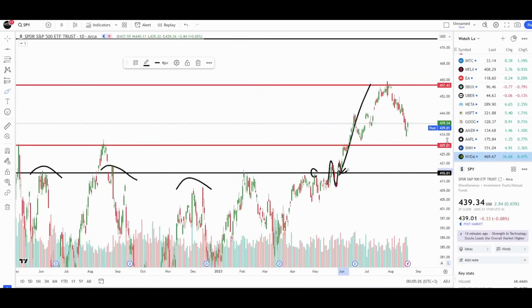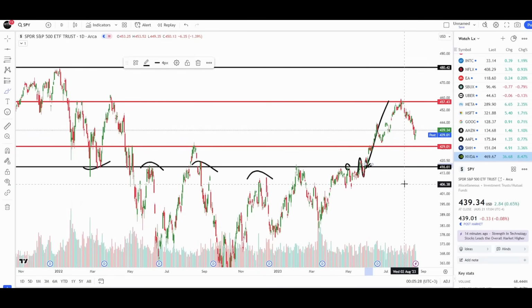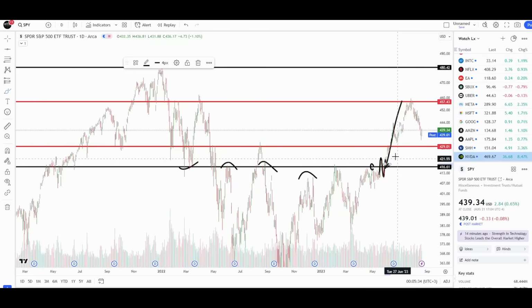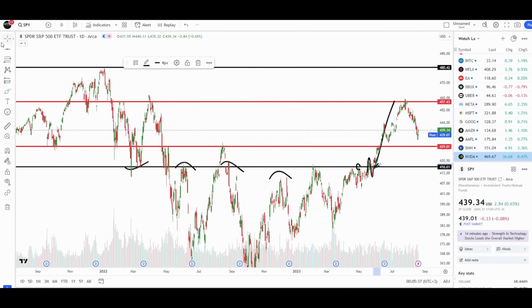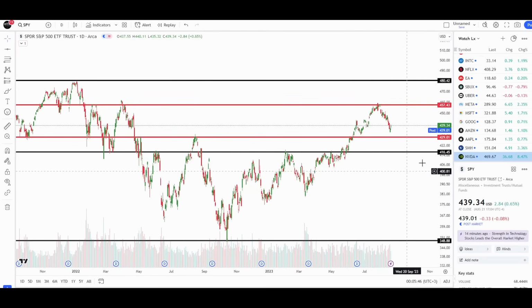Okay, so now we have 3 major levels. Resistance at 457. Okay, we have support at 429, more support at 416. That's the premise that we're going to trade around. Okay, this is the daily chart. Now let's layer on top of the daily chart some indicators. Let's start with the basic stuff.